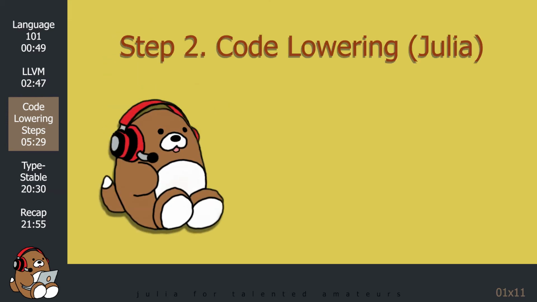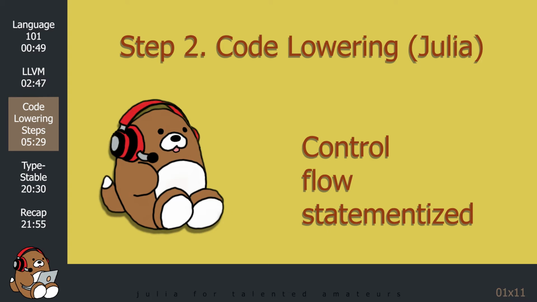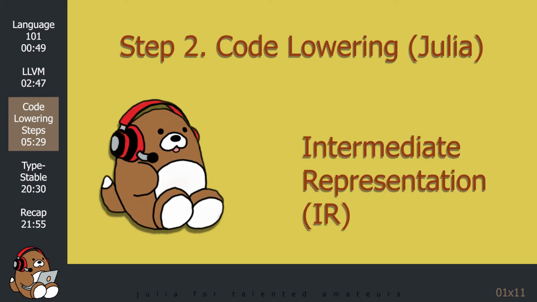Julia then takes the AST and unwraps it further through a series of syntactical transformations. This is the stage where syntactic sugar is removed, control flow is broken down into clear linear steps, and scopes are resolved between global and local. The result is a transformed code called an intermediate representation.